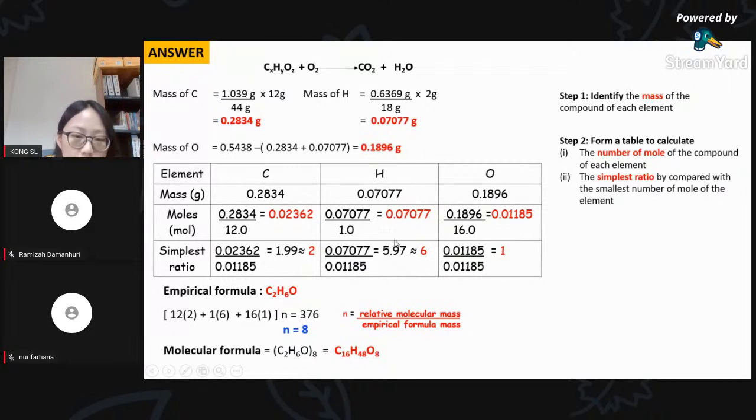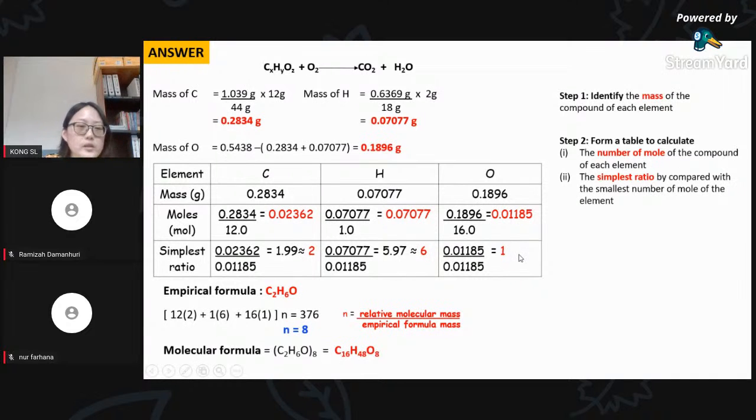Over here, yes, this one you can round off. 5.97, 1.99, this one is equal to 2. This one is equal to 6. So the empirical formula is C2H6O. What is the n value? You just use 376 over 12 times 2 plus 1 times 6 plus 16 times 1, so equal to 8. So C2H6O times 8 equals C16H48O8. So for this kind of question, yes, you can round off.